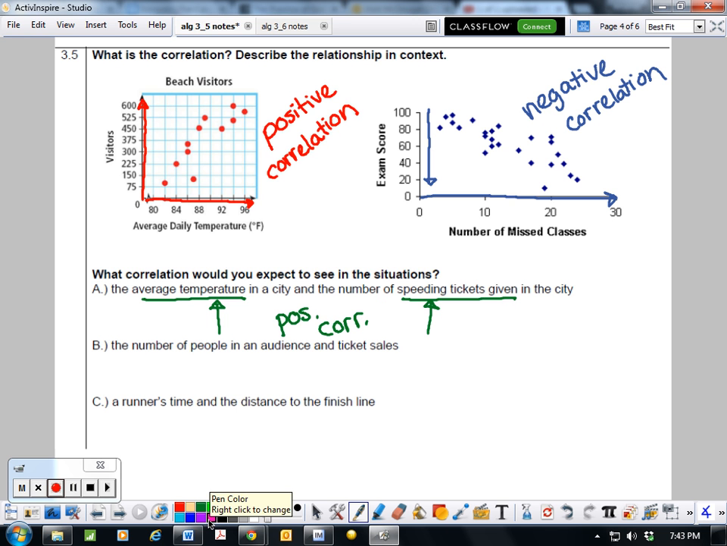Okay, the number of people in an audience and ticket sales. The more people you have in the audience, the more tickets you are selling. So this is a positive correlation.